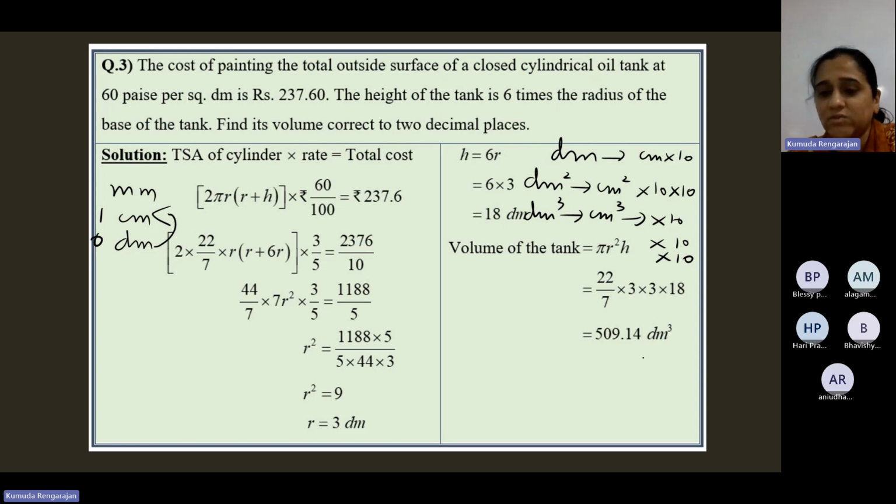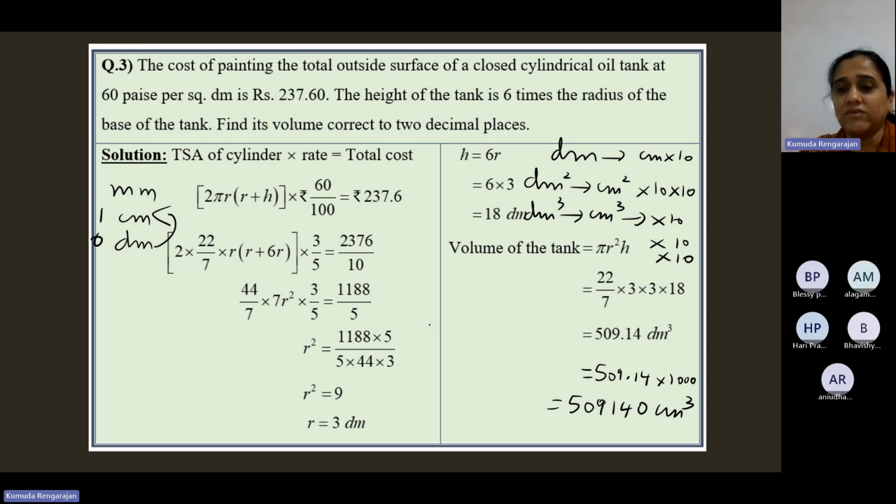So if you have to convert this one to centimeter cubed, it will be 509.14 into 10, 3 times, 1000. So it will be 509,140 centimeter cubed.